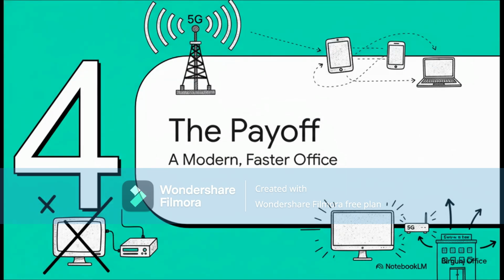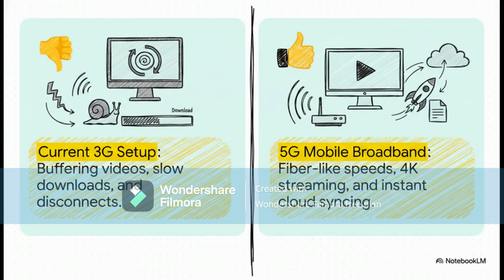All right, the old hardware is in the bin, the new gear is all installed, so what was the result? Let's take a look at the payoff and see how this completely transformed the Burgunge office. This before and after comparison just says it all, doesn't it? The days of buffering videos, agonizingly slow downloads, and random disconnects are completely gone. With 5G, they now have speeds that feel like fiber optic internet, but completely wirelessly. They can stream video in 4K and their files sync to the cloud in a blink. The difference is just night and day.